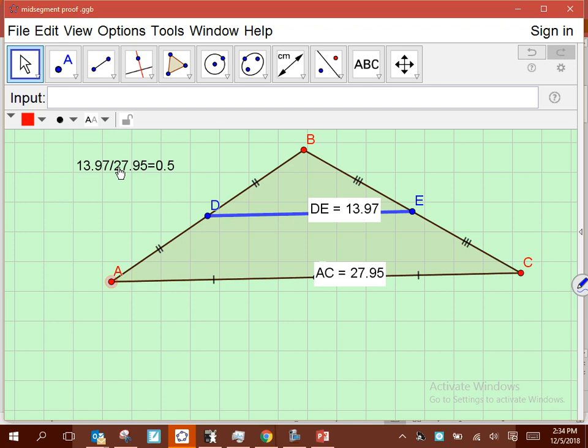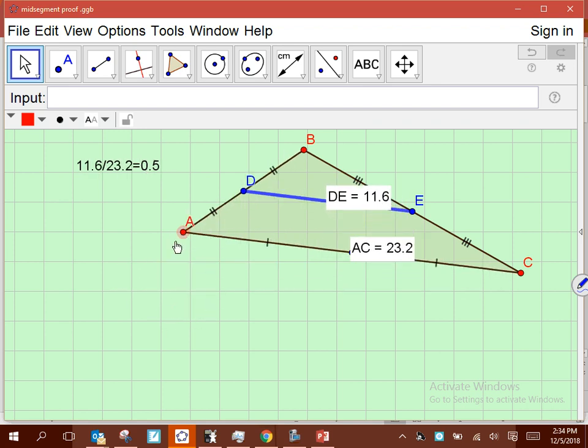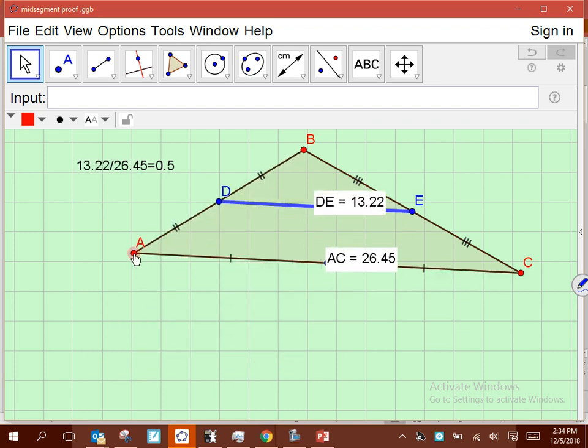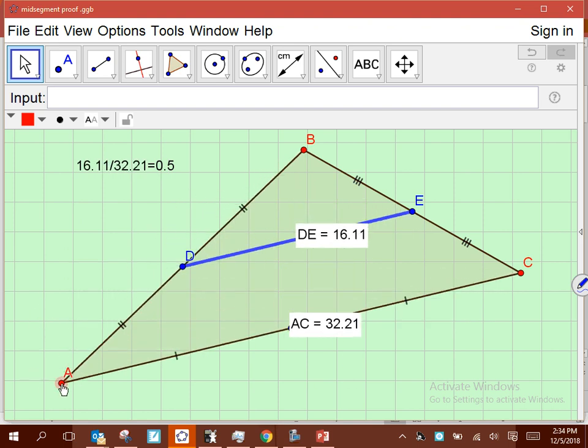And right here I've got the algebra happening. Kind of hard to see that division sign there. I'm taking DE divided by AC, and look at what happens. As I change those quantities, what is my quotient? It's always a half, right? Even though the numerator and denominator change, the quotient still maintains as 1/2. So what that tells you is that that blue segment is always half the third side. Does that make sense? Okay, half the third side.